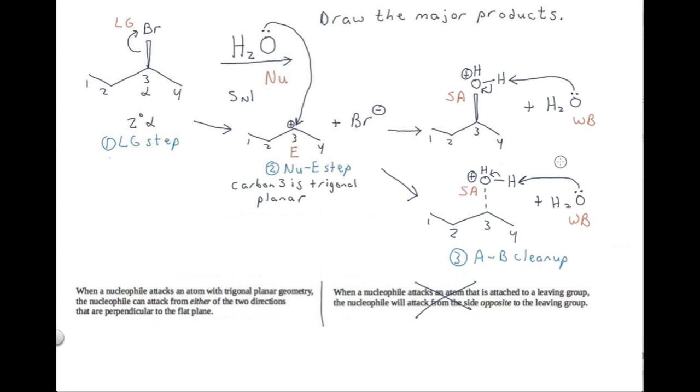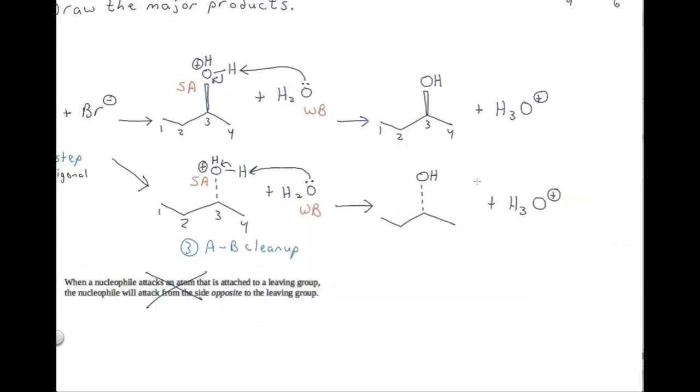Now we can draw the products from that step. Make sure that you remember to change the charge on this oxygen from neutral to positive. Notice that because the mechanism now has two separate branches, the best way to draw this acid-base cleanup step is to draw it twice, once on this branch and once on this branch. This is the most accurate way to show what's happening now in the mechanism.